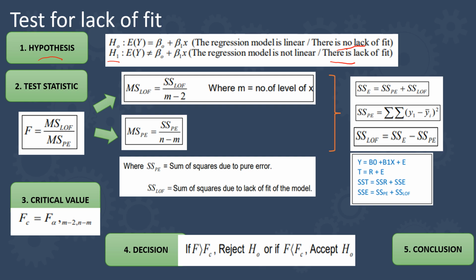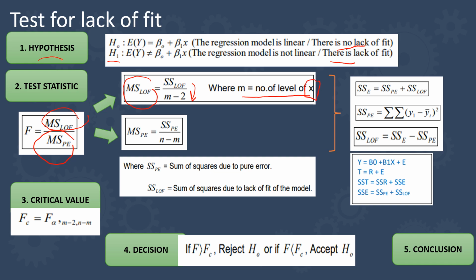we use the F-test for lack of fit, where we compare the lack of fit mean square, which measures how much variation remains unexplained by the model, to the mean square of pure error, which measures the natural variability from the repeated observations. The mean square lack of fit is obtained by calculating the sum of squares lack of fit divided by m minus 2, where m is the number of levels of the independent variable.